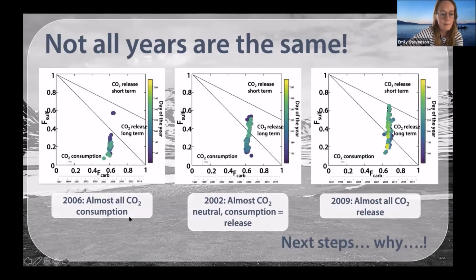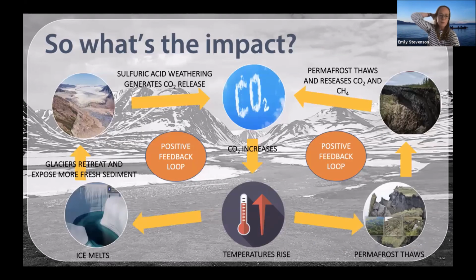snapshots. So in 2006, almost all the data points plot in the CO2 consumption. So in that year, that river was drawing down CO2 from the atmosphere. In 2002, we had almost 50-50 release and drawdown, so it was net neutral. Whereas in 2009, we actually had more data points that were in the CO2 release to the atmosphere. So the next steps are why does this happen? But more importantly, what's the impact of this work?